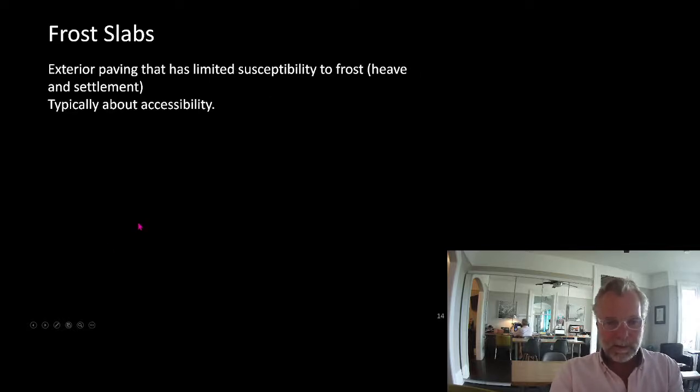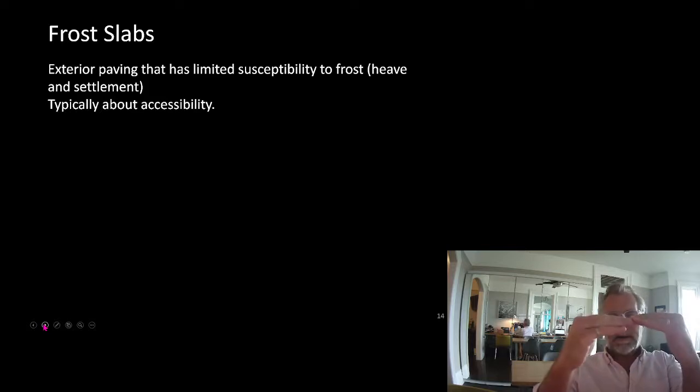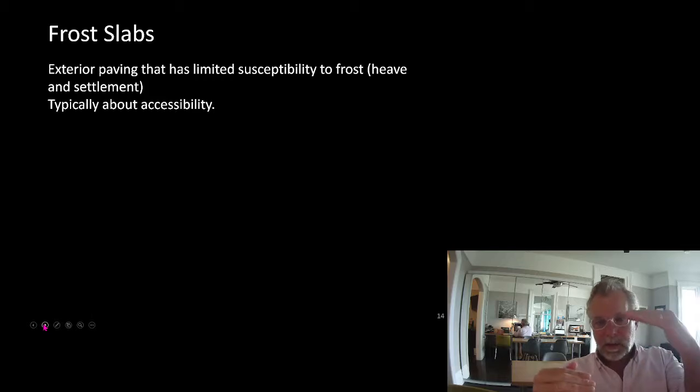I talked about frost slabs already and that it's typically about accessibility. What I did not say is that where an exit is not accessible, we have a door threshold, we have grade. Grade is going to move up and down. What we can't have is the grade moving up and blocking the door.